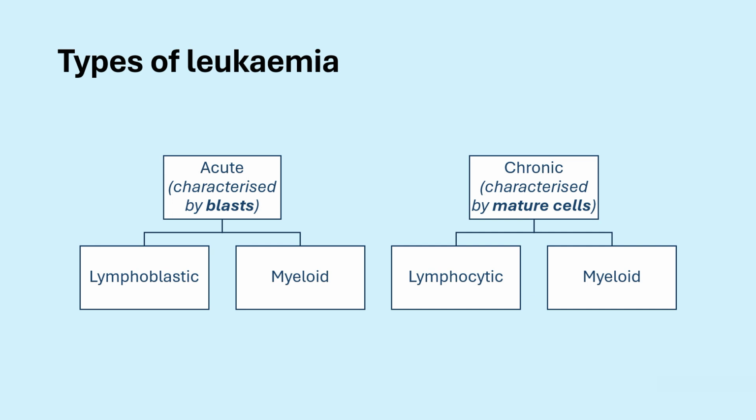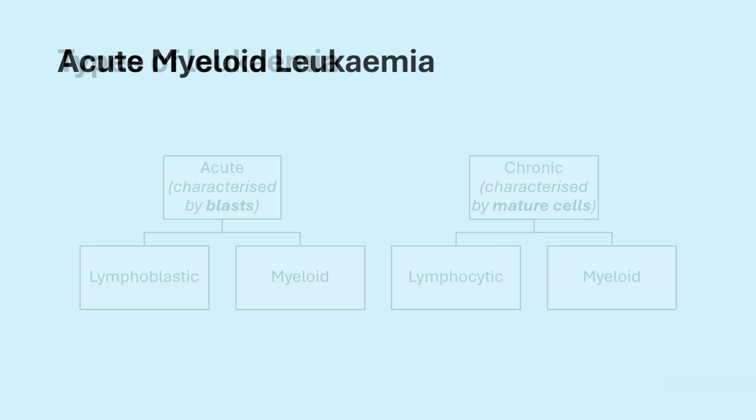Remember the two types of leukemia I covered in part 1. Acute leukemias consist of lymphoblastic and myeloid leukemia. Let's start with acute myeloid leukemia.